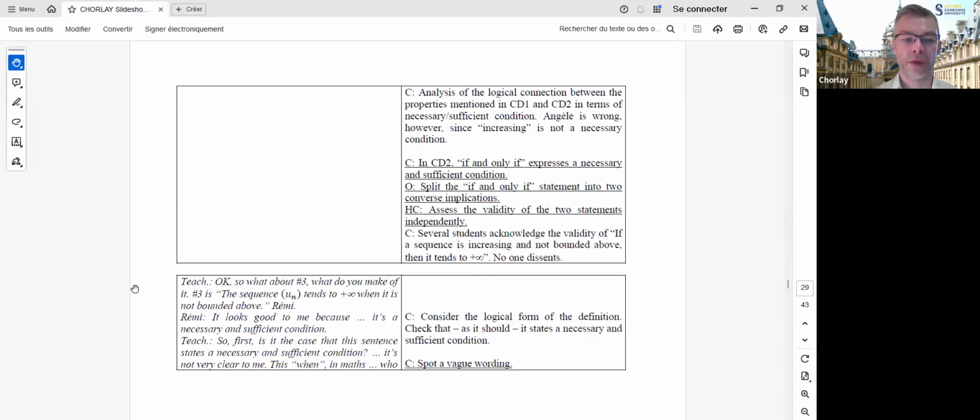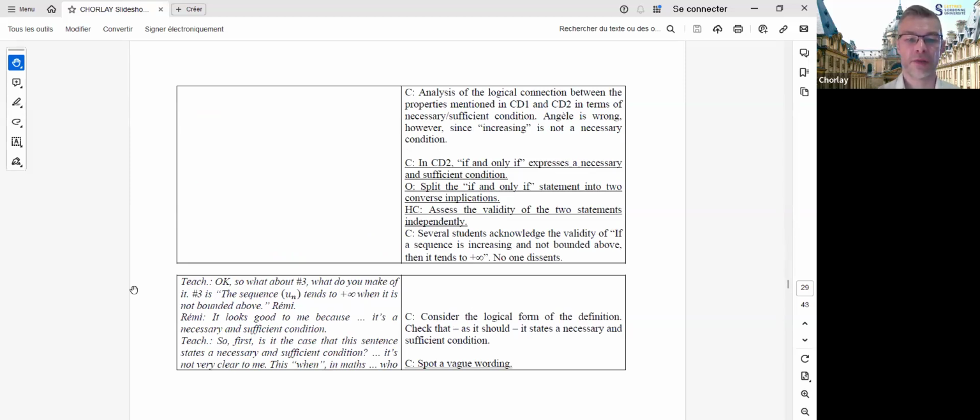So what about number 3? What do you make of it? Number 3 is: the sequence tends to positive infinity when it is not bounded above. Looks good to me because it's a necessary and sufficient condition. So first, it is the case that this sentence states a necessary and sufficient condition.